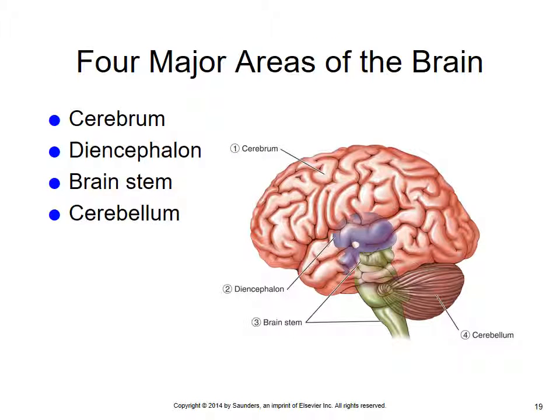We know that the brain is located in the cranial cavity, and it's pinkish gray in color. It's delicate and has a soft consistency. And it's divided into four major areas, which you see here illustrated on the slide. The primary source of energy for the brain is glucose. So you see the large area is the cerebrum. The diencephalon, you see, is pointed out. We'll talk more about it later. The brain stem and the cerebellum.